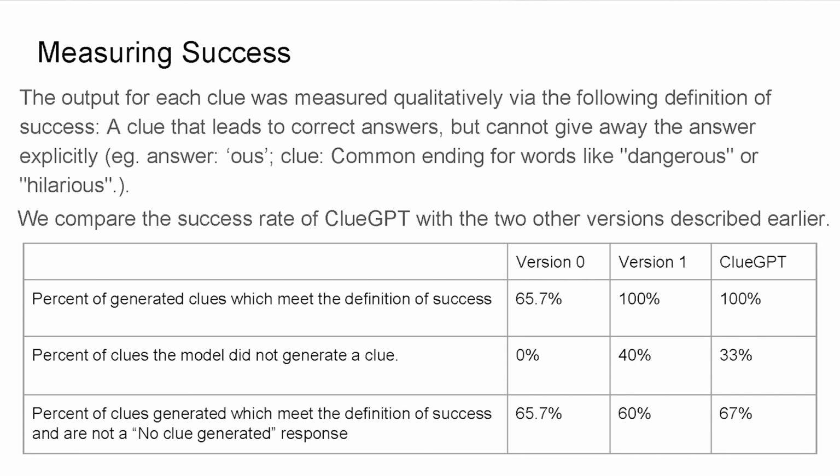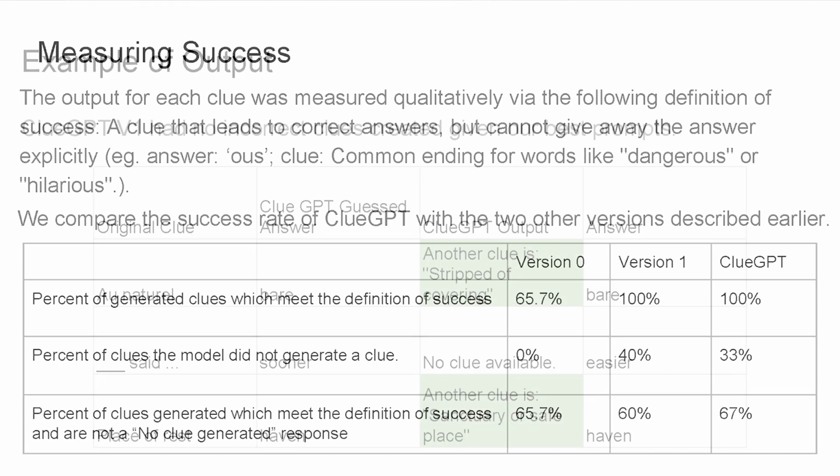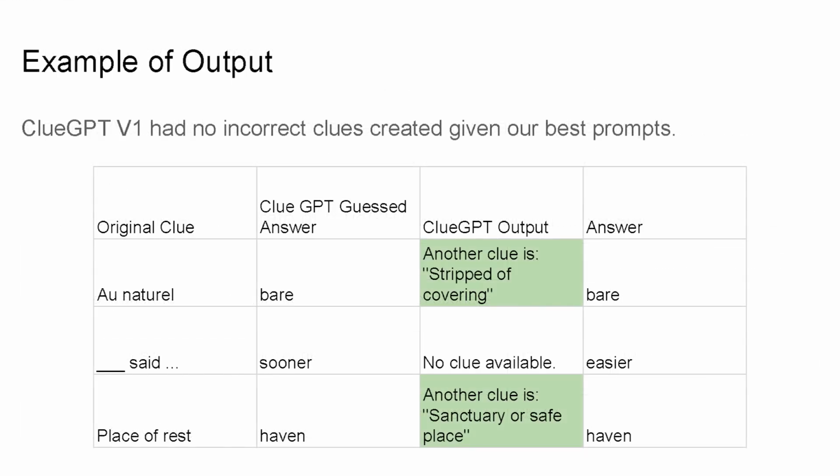For our final ClueGPT model, 33% had no clue generated. In version 1, it was 40%, so the memory step is an improvement. And of course, there were no incorrect clues given for version 1 and ClueGPT. Here are some examples of the clues we generated. The original clue in line 1 is au naturel, the answer being bear, and ClueGPT generated the new clue stripped of covering. That's a completely new clue.